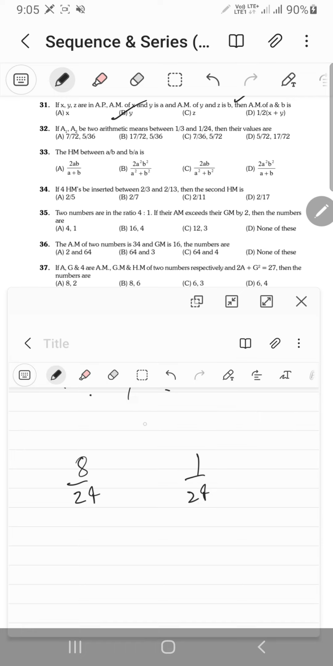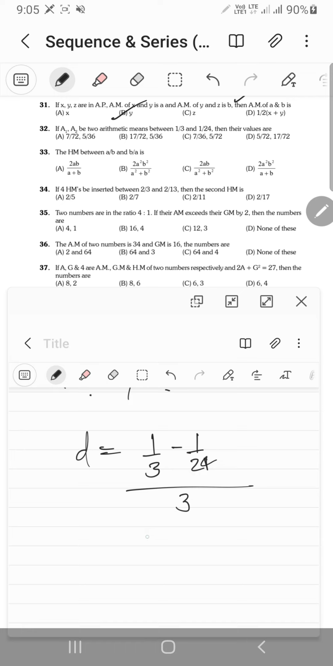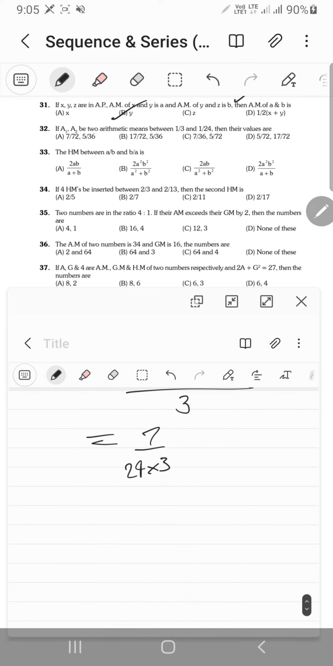Yeah, and we want arithmetic. This probably doesn't work because the difference will be like 7, and no, that's not a good idea. You've got to do it the proper way. D is, so 1/3 is bigger, right? It's 1/3 minus 1 upon 24 upon n plus 1. In this case n is 2, so it's 2 plus 1, 3, and this is 7 upon 24 into 3. Okay, so we're just going to write this like that.